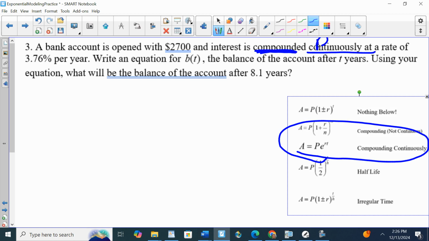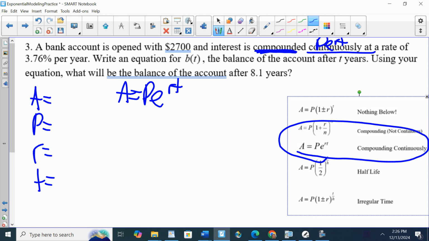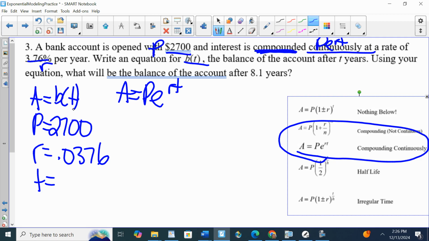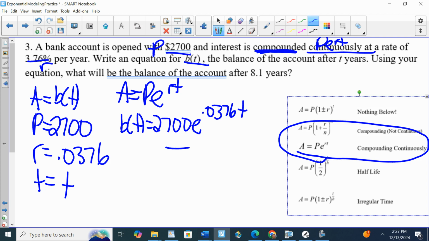Continuously. When I see continuously, that is PERT. So I write A equals P E to the R T. A equals, P equals, R equals, T equals. It's open with 2,700. That's P. Rate is 3.76, so that's 0.0376. B of T is A of T. B of T equals 2,700 E to the 0.0376 T. Nothing to combine.